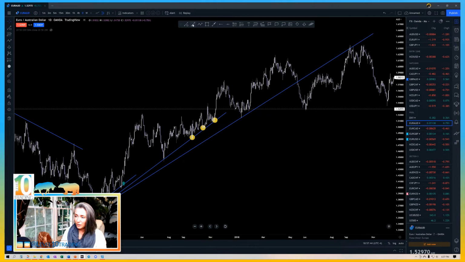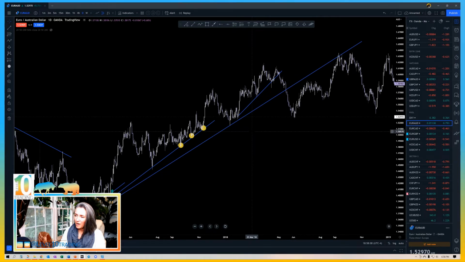You also could have drawn the trend line where you could look at price going from here to here and ask, is this a bounce? Entries, you could draw it a lot of different ways.